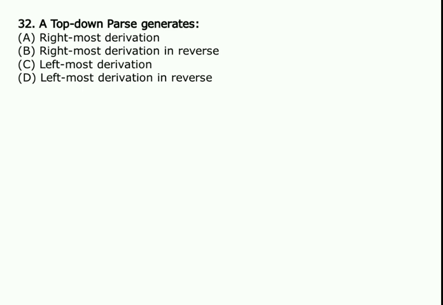Next, a top-down parser generates which type of derivation? Top-down parsing can be viewed as an attempt to find the leftmost derivation of an input stream by searching for parse trees using the top-down expansion of the given formal grammar rules. So option C is the correct one, that is the leftmost derivation.